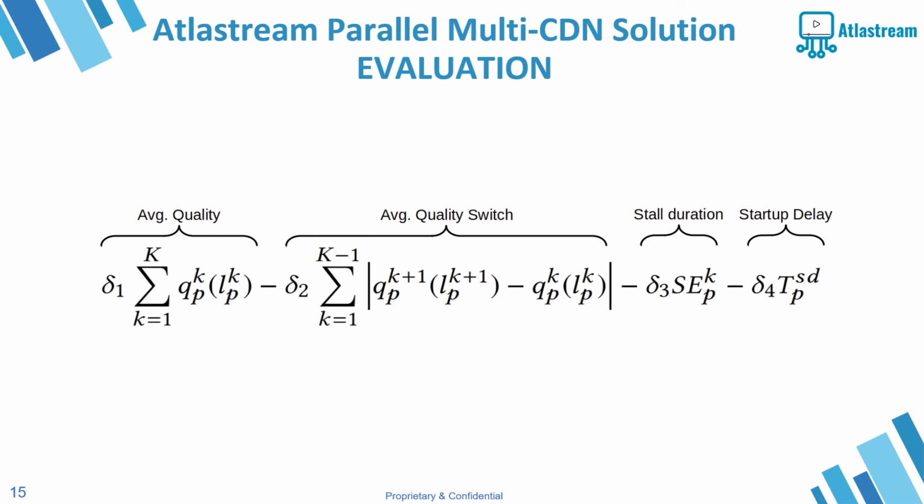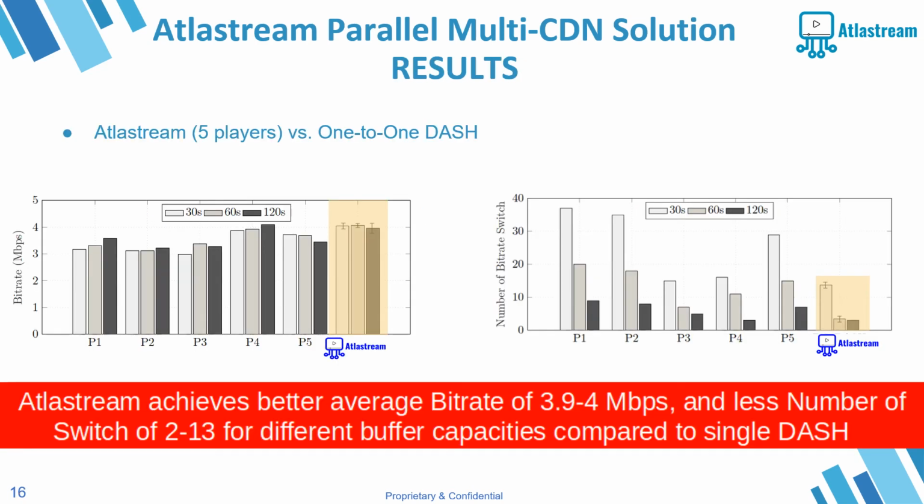So for the QoE, we use the following weighted linear QoE model that combines 4 metrics: the average quality, switches, rebuffering duration, and startup delay. So delta 1 and delta 2 are fixed to 1, and delta 3 and delta 4 are fixed to the maximum bitrate level.